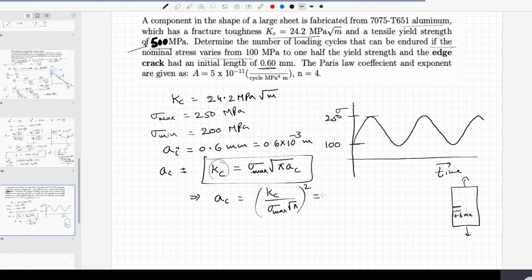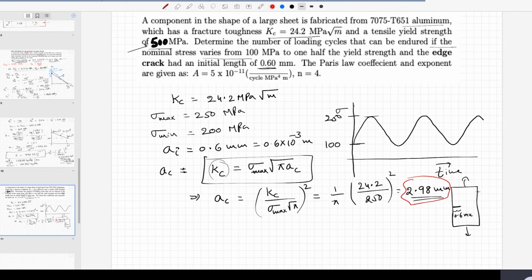So that actually turns out to be, if you plug that in, equal to 1 by pi. So Kc is 24.2 MPa root meter divided by sigma max, 250 MPa, whole square. And that turns out to be 2.98 mm. Okay, so it comes out to be 2.98 into 10 power minus 3 meters, because everything is in meters. So it comes out to be eventually 2.98 mm. Okay, so that is our critical crack.